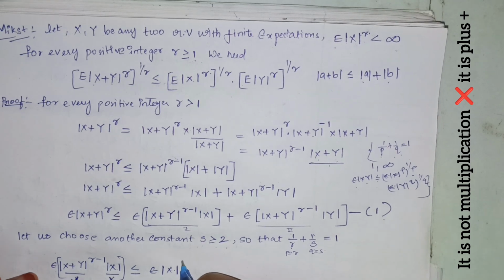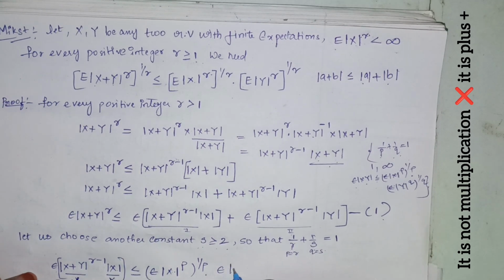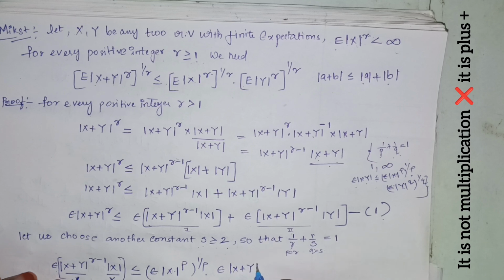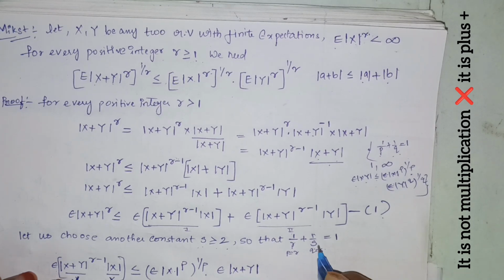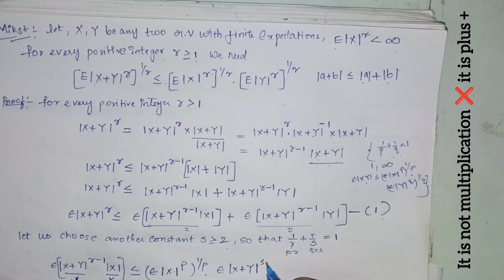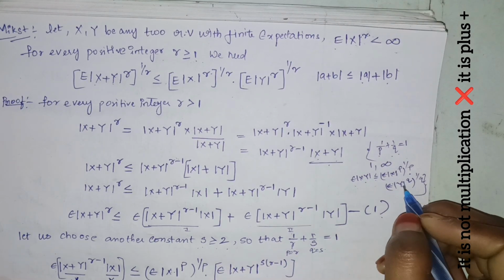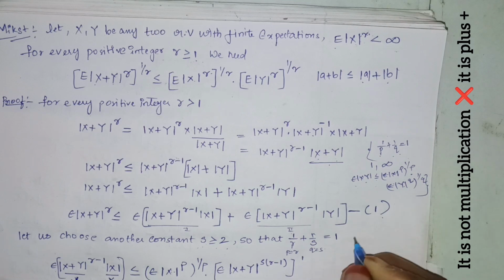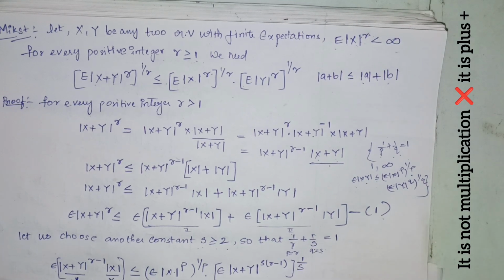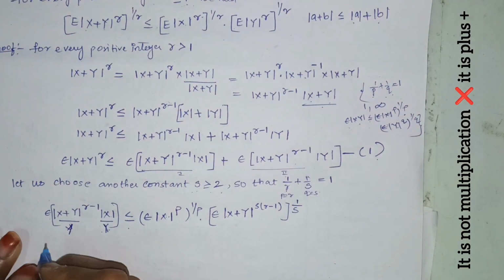Therefore, to the power of 1/p, times expectation of |y|, where I consider y as x plus y, to the power of q. Q is s, and we have r minus 1, so s times (r-1), whole to the power of 1/q. Here q is s, therefore 1/s.